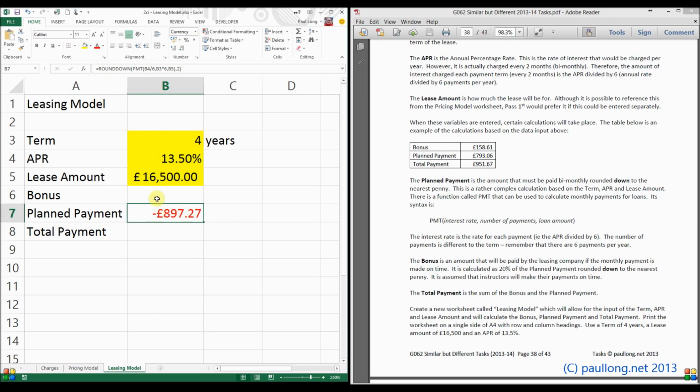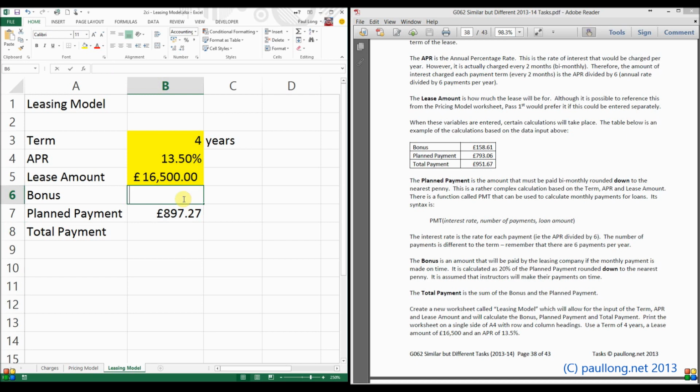We also want it to be a positive number, so we know what the planned payments are. Now what we could do is we could multiply by minus 1, which will give us a response. Or there is actually a function that we can use called abs, and if we put everything inside brackets for an absolute, it will give us an absolute value. There we go, £897.27.